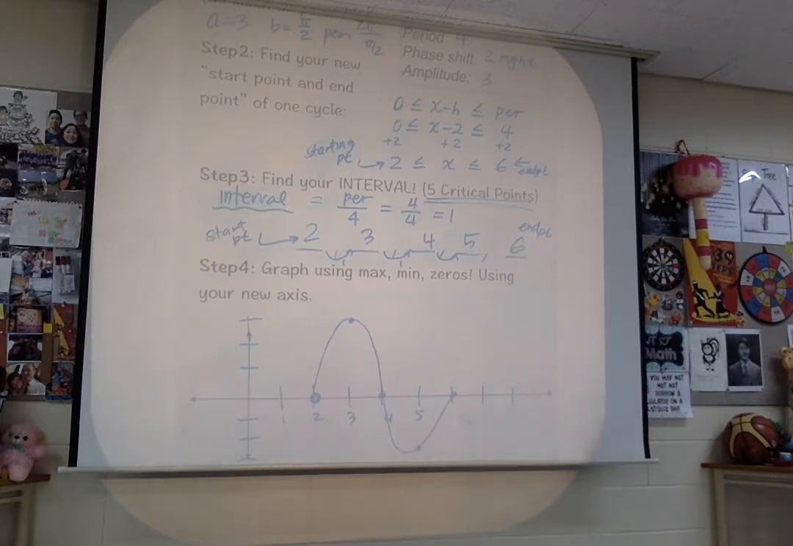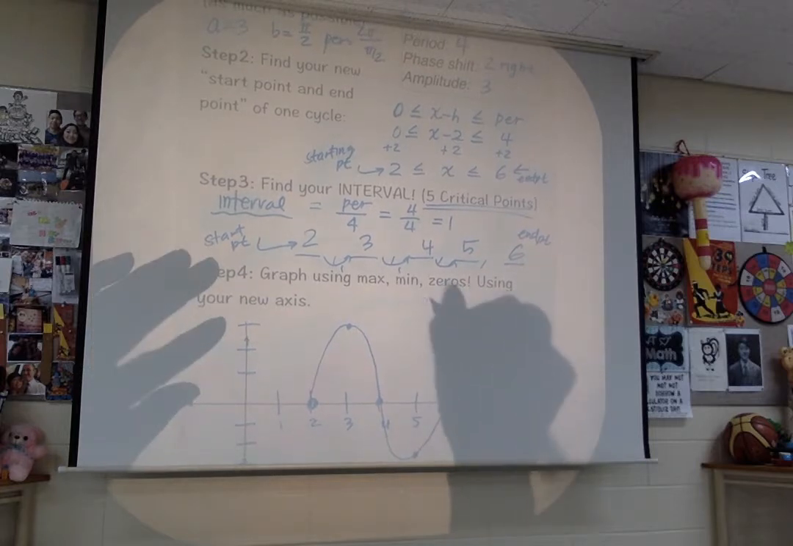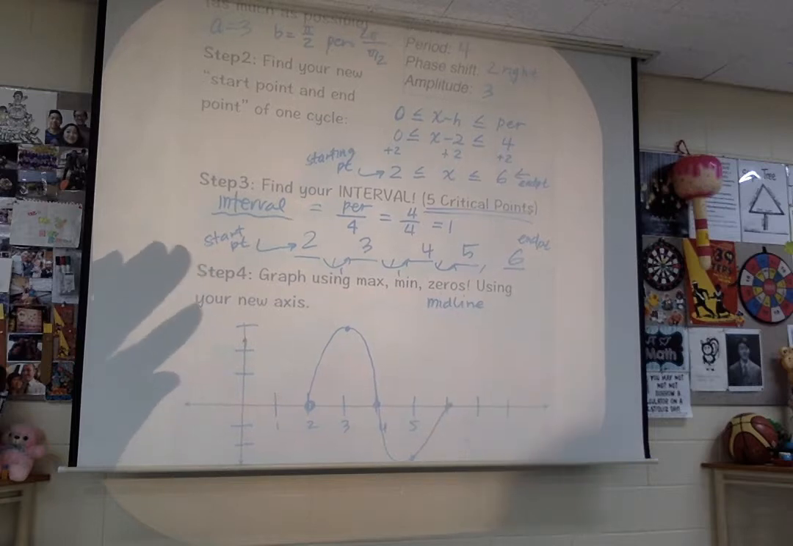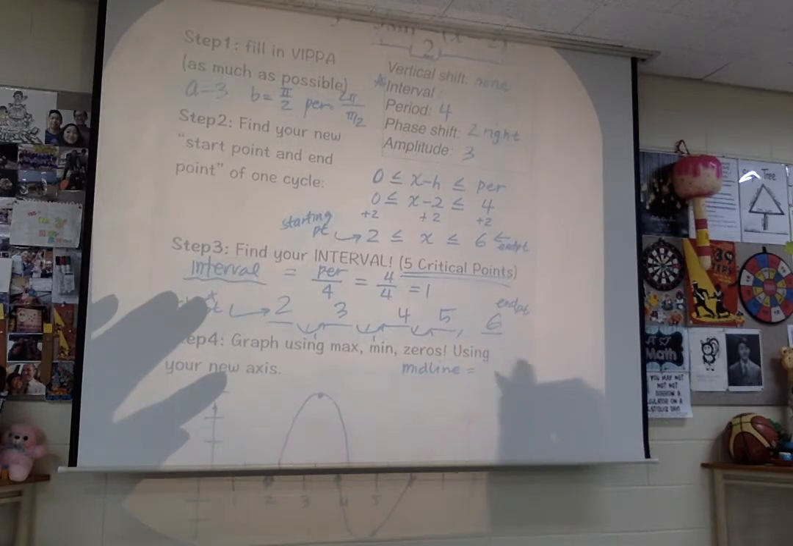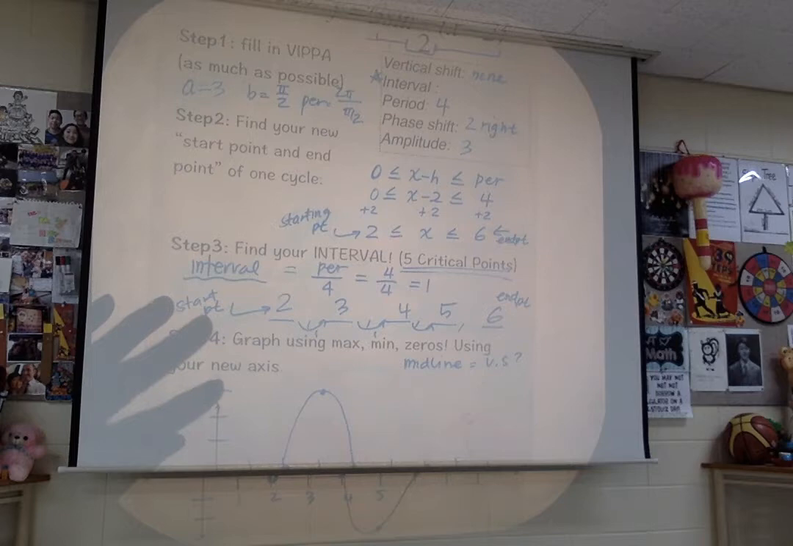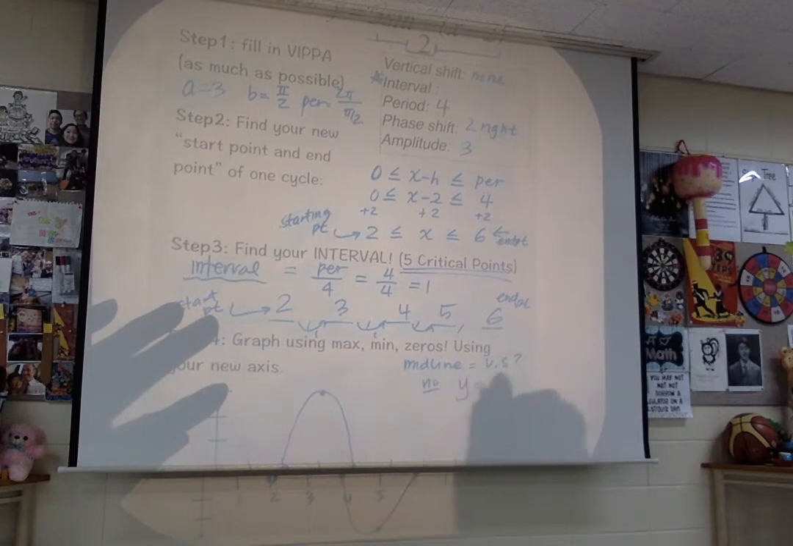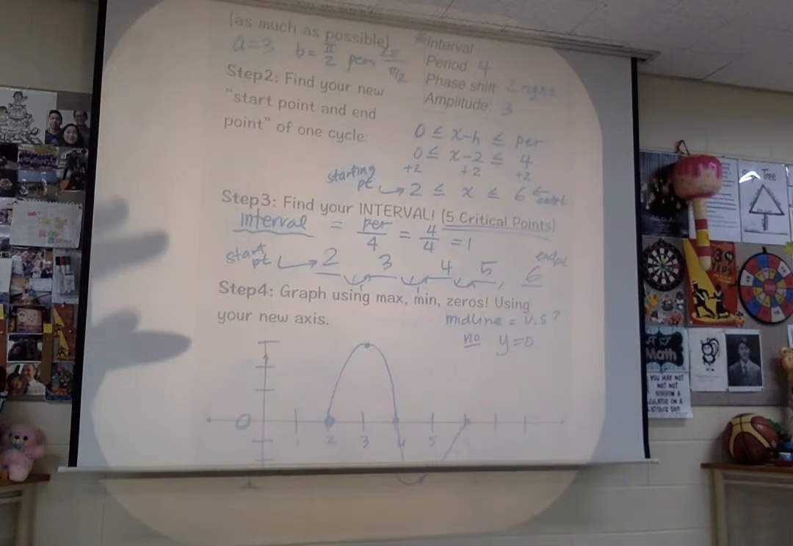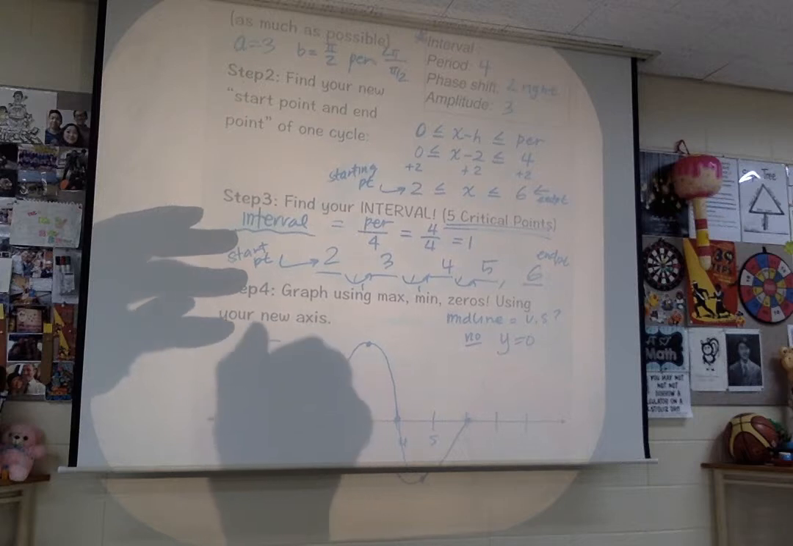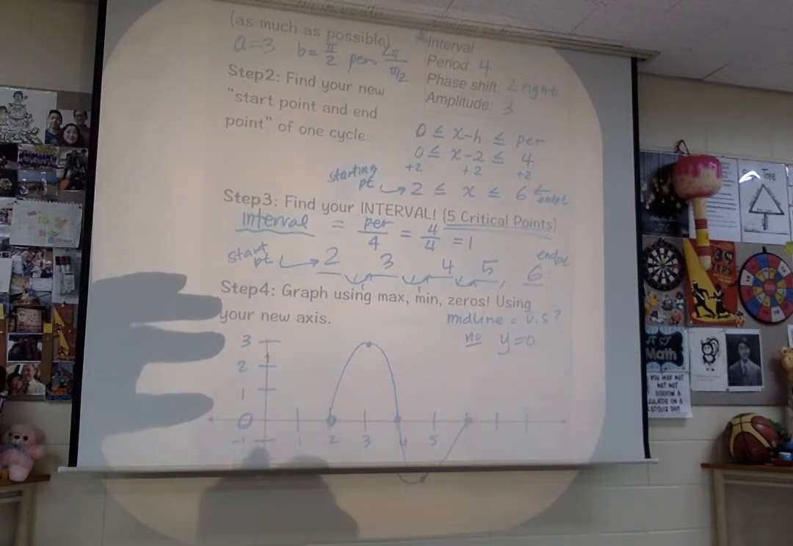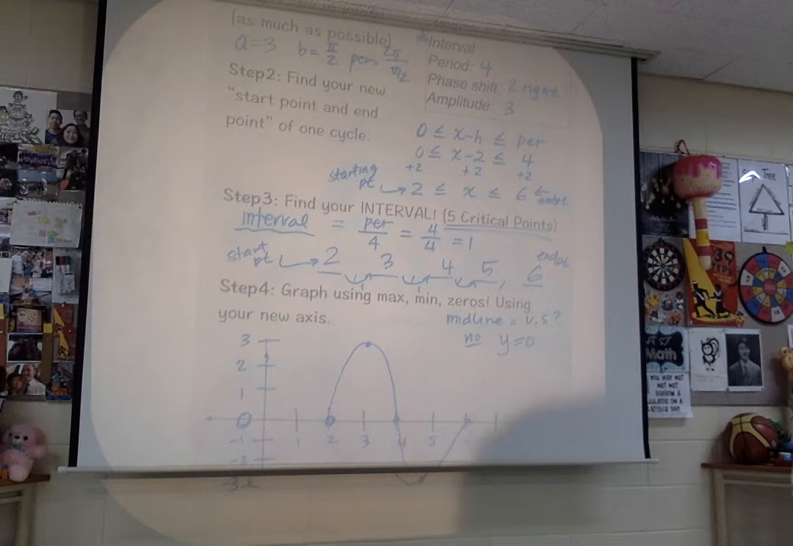But you guys, didn't the midline change? Was there a vertical shift? No. So y is still equal to 0. So it's 0 here. In our case, it's okay for us to just write 1, 2, 3 because the amplitude is 3. So you guys, there you go.